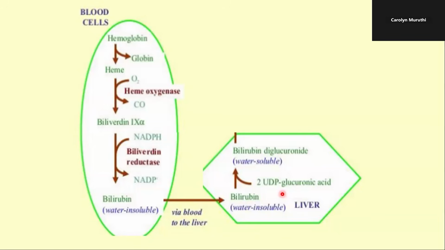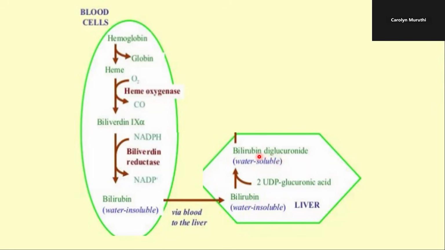In the liver, bilirubin is taken up by hepatocytes and conjugated with 2 molecules of glucuronic acid. And this reaction is catalyzed by UDP glucuronyl transferase, forming bilirubin diglucuronide, which is a soluble molecule. This is also known as direct bilirubin or conjugated bilirubin.